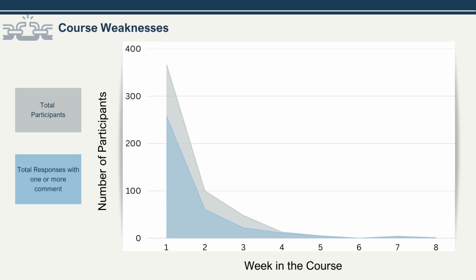To get an understanding of the level of participation, I looked at the number of posts in the weekly discussion forums embedded in the course. In week 1, there were 257 discussion posts. By week 3, the level of participation dropped sharply with only 22 posts. And finally, by week 8, there was only 1 post.